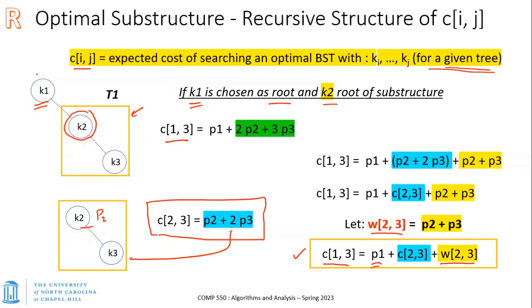Now let's take a look at the cost of 1,3. Okay. And we said, well, 1,3 is the probability of P1, this happening. Okay. Plus 2 times P2. Okay. Why? Because P2 is now at a depth of 1. And we're adding 1 because you need to do 2 comparisons to get to 2. And then the cost of searching for K3 is now the depth plus 1, which is 3 times the probability of P3.